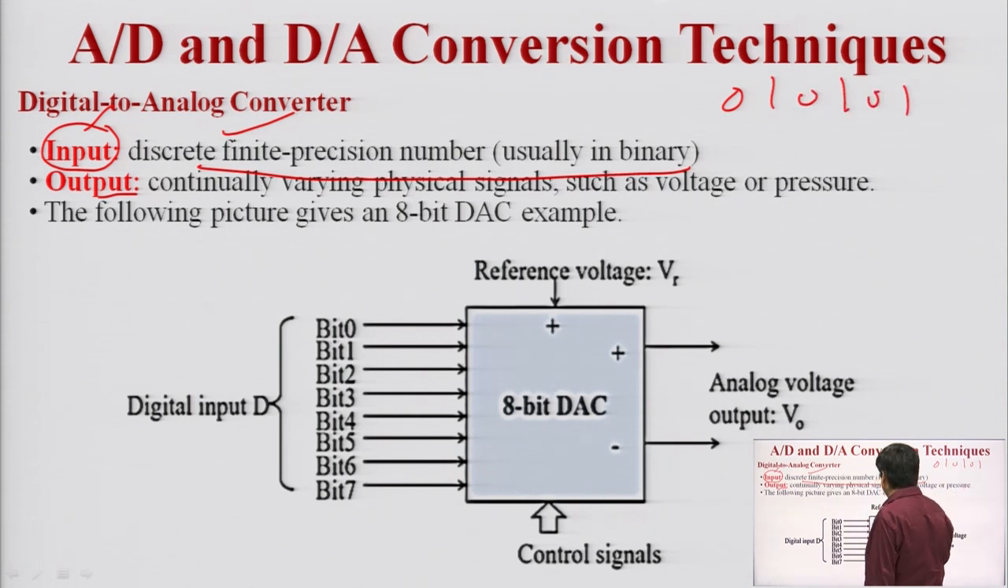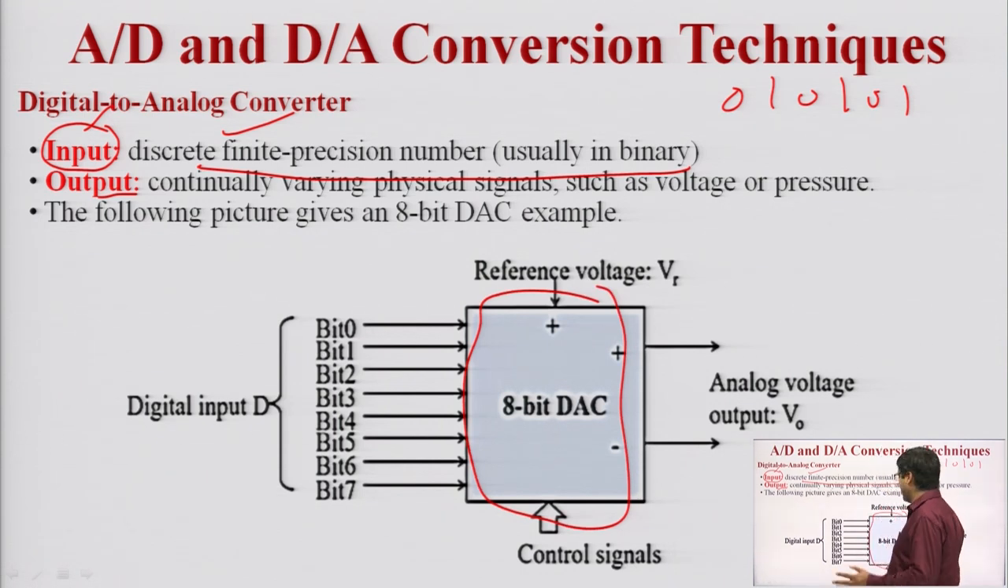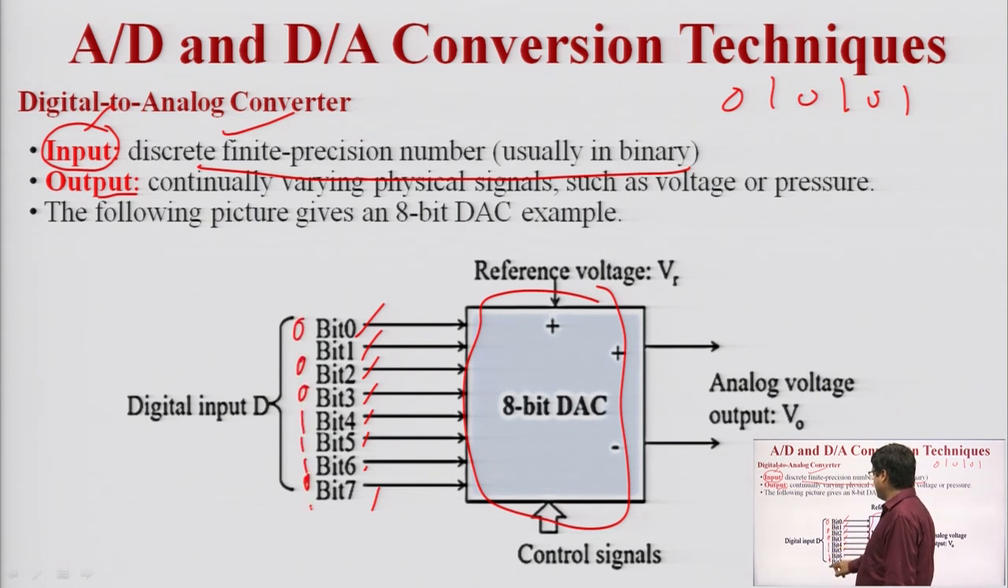Here you can see that it is an 8 bit DAC. 8 bit means it works on 8 bits of data at a time, so it takes 8 bit input data. It is in the form of binary, bits 0, 1, 2, 3, 4, 5, 6, 7. Here it may be 0, 0, 0, 1, 1, 1, 0, 0, etcetera.